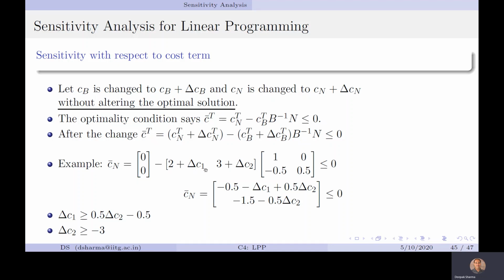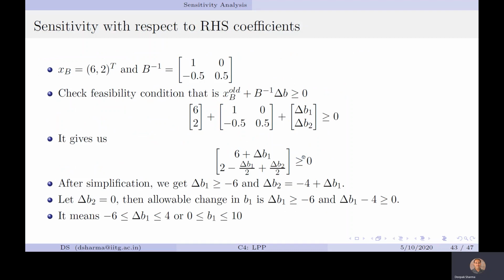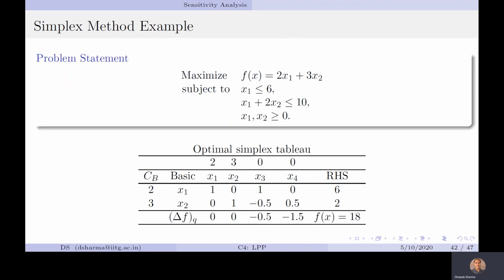Minus 2 plus delta C1, plus 3 plus delta C2. Now you remember that the basic variables are x1 and x2. Their cost coefficients were 2 and 3. So we have included some changes here. And B inverse we have already calculated. So B inverse N we have written here. This B inverse N we can find from the simplex table.